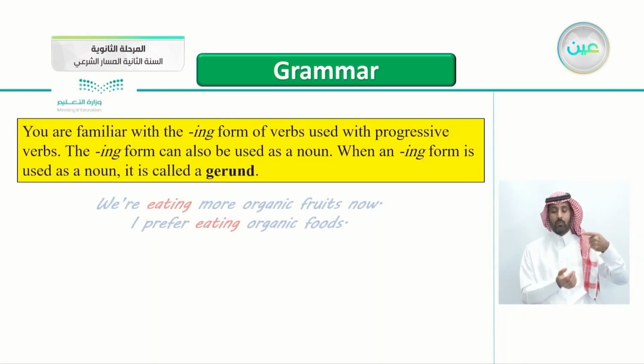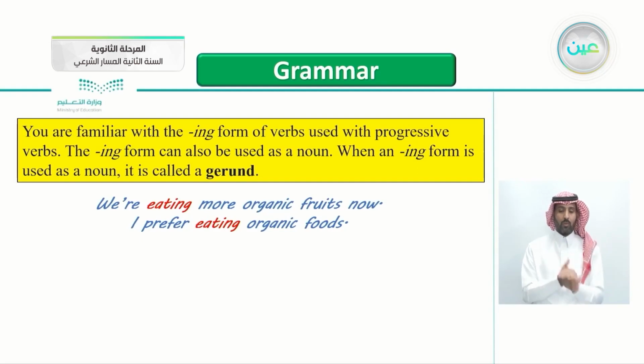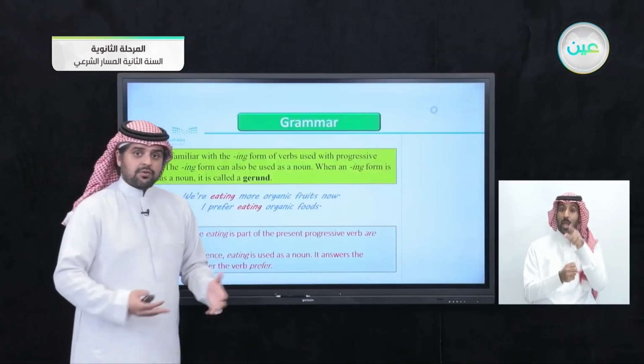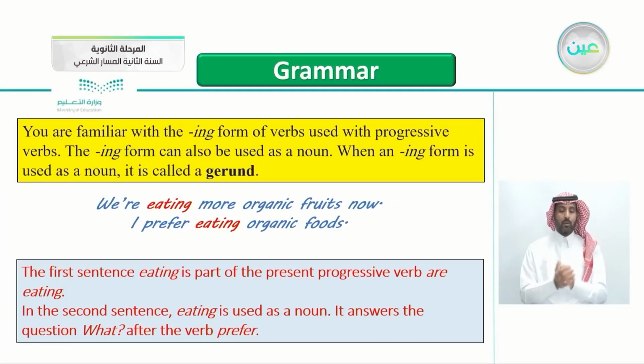For example here, we're eating more organic fruits now. I prefer eating organic foods. In the first sentence, eating is part of the present progressive verb are eating. So the first one is a verb. We're eating more. This is explaining what you are doing now.